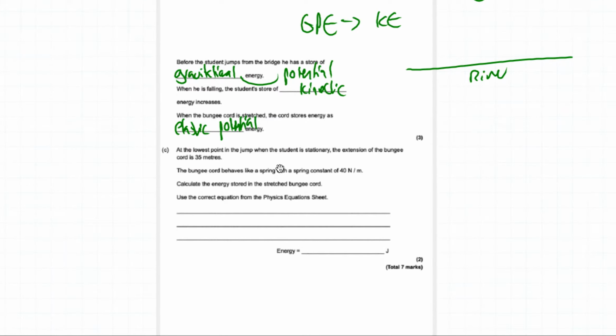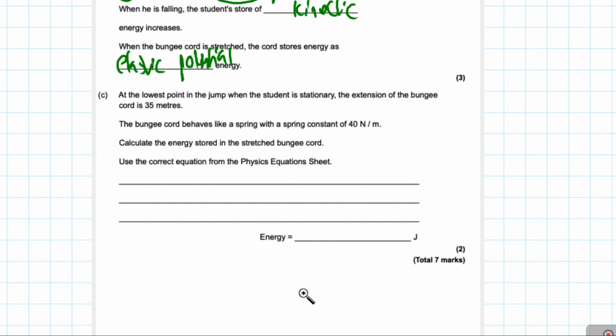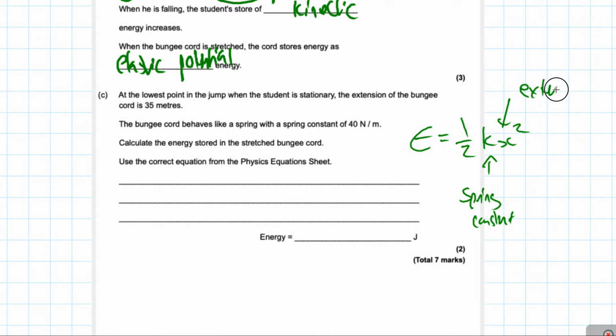At the lowest point in the jump, when the student is stationary, the extension of the bungee cord is 35 meters. The bungee cord behaves like a spring with a spring constant of 40 newtons per meter. Calculate the energy stored in the spring. So this one you are going to be given, use one of the equations in your equation sheet, which is E equals half kx squared. k is your spring constant, x is your extension, and half is just half.